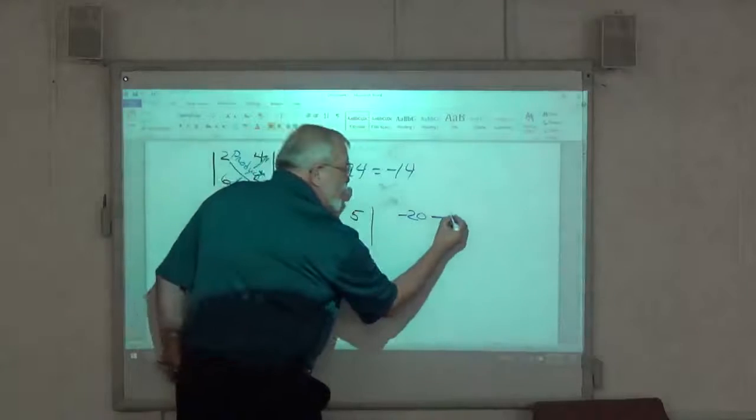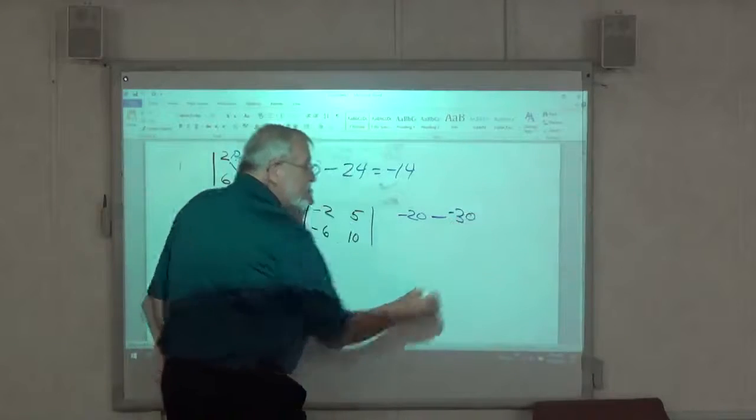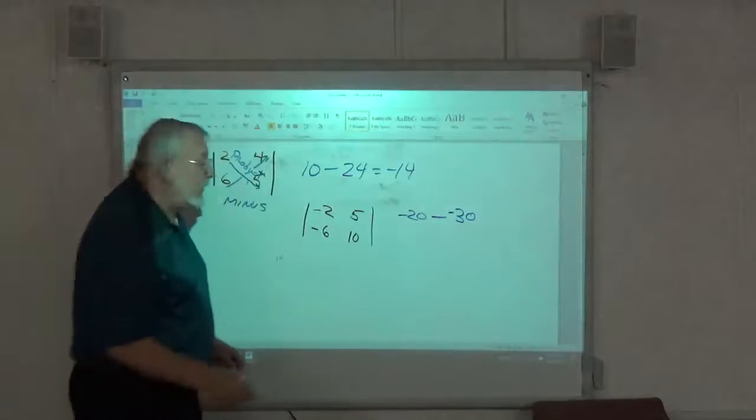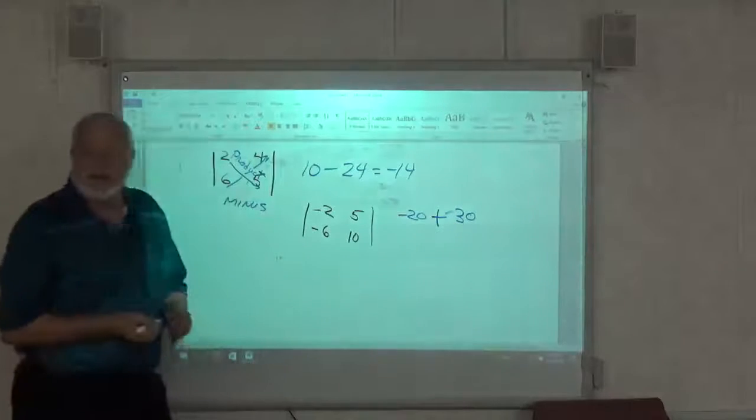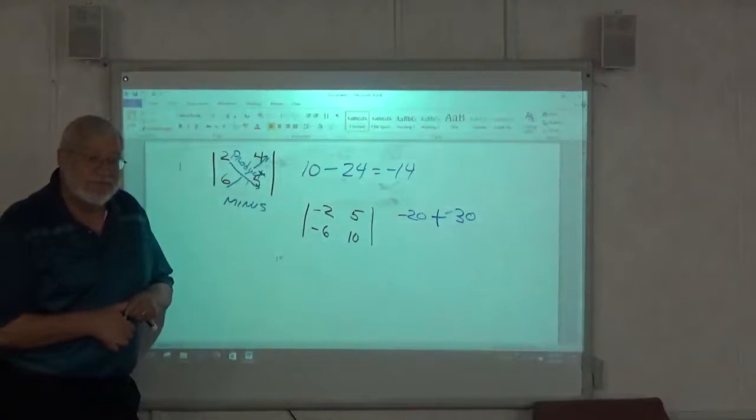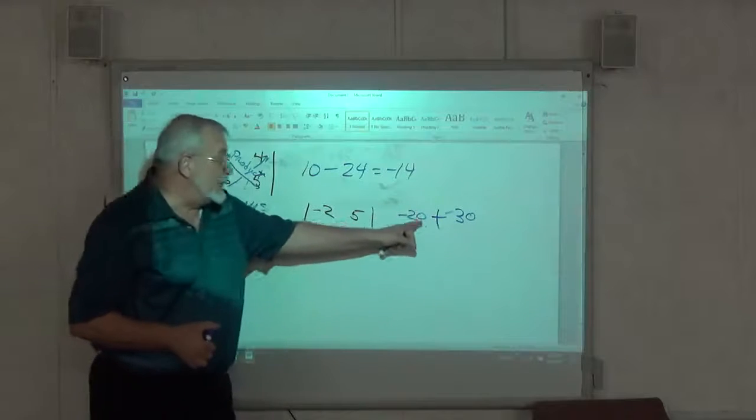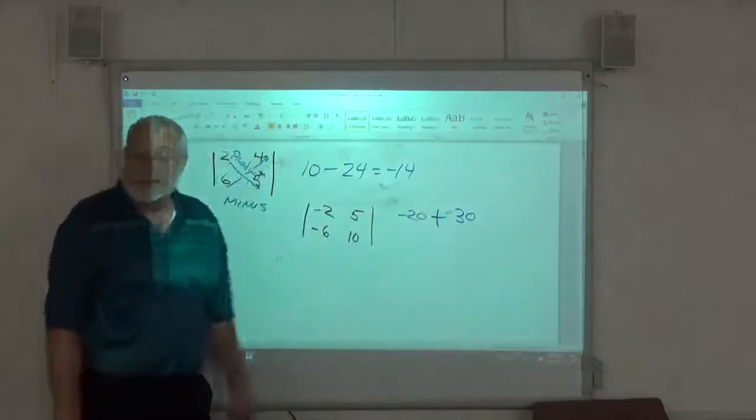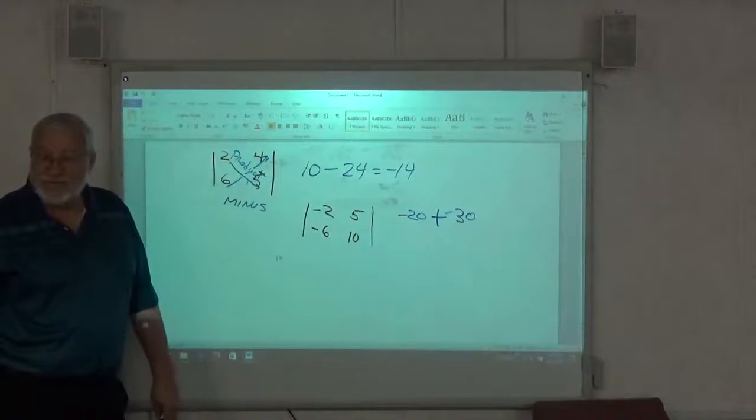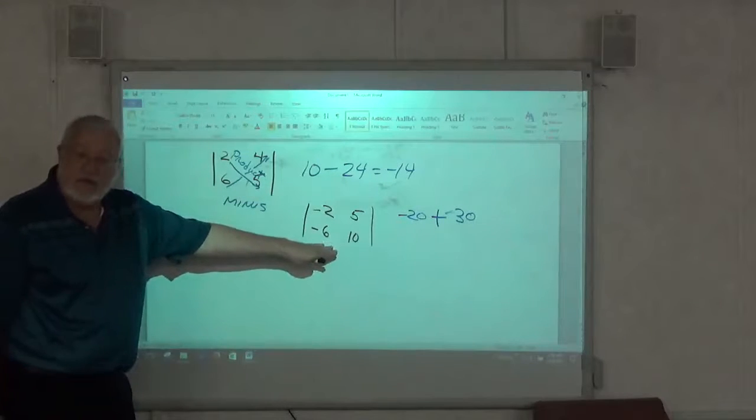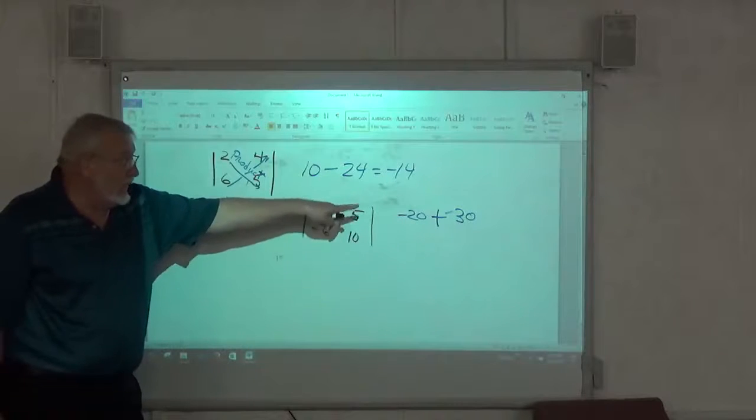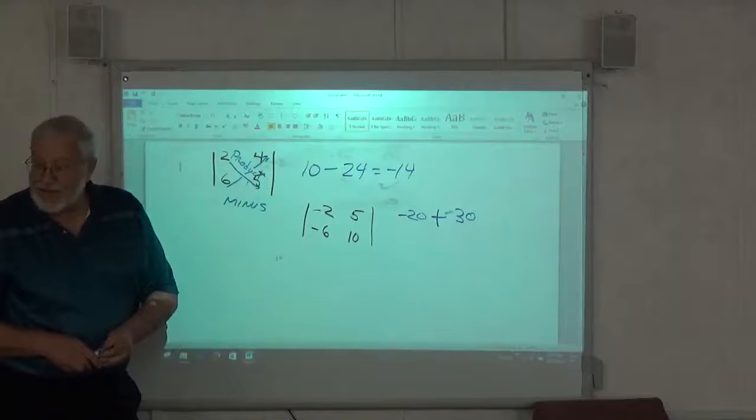Negative 30. And so if I wrote it like this, I write the 30 and then put the negative sign like that. Right? Because subtracting a negative is the same as adding a positive. So now, what will be the determinant for this matrix? It's going to be positive 10, isn't it? Yeah.